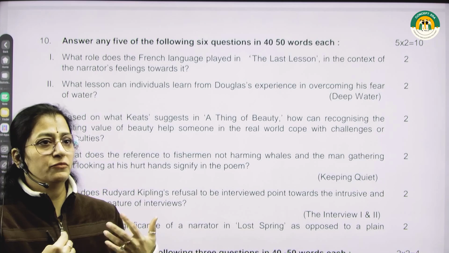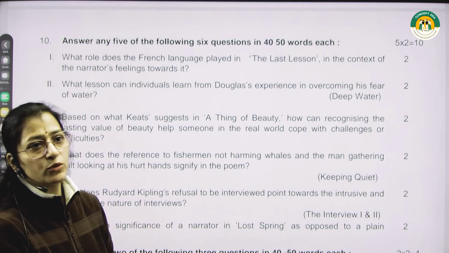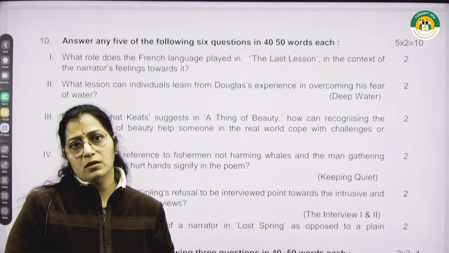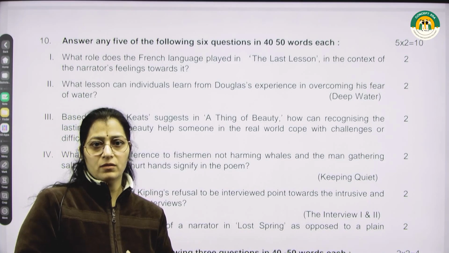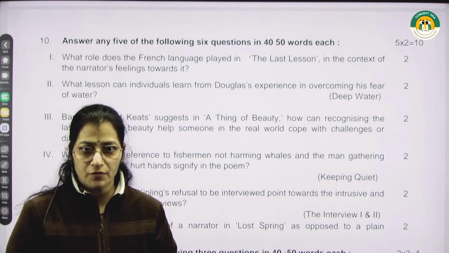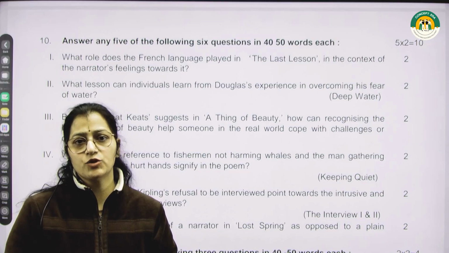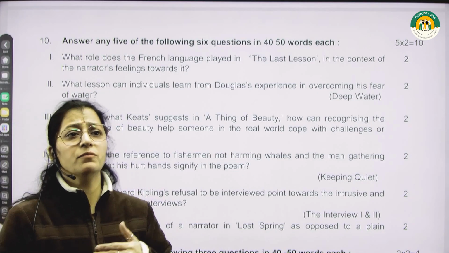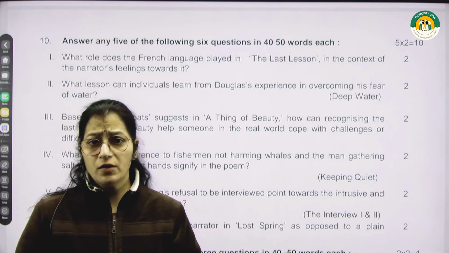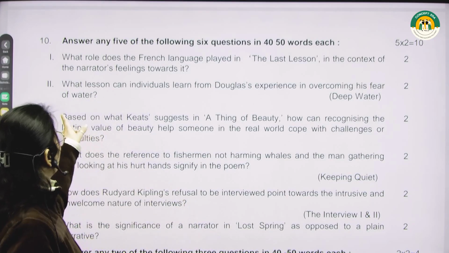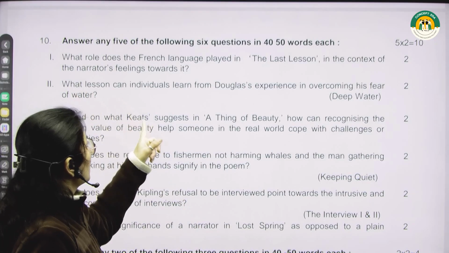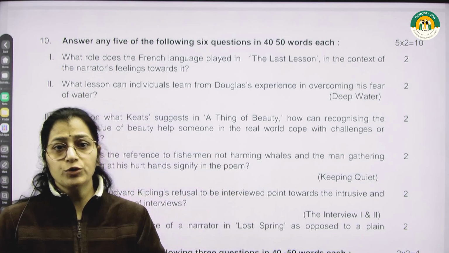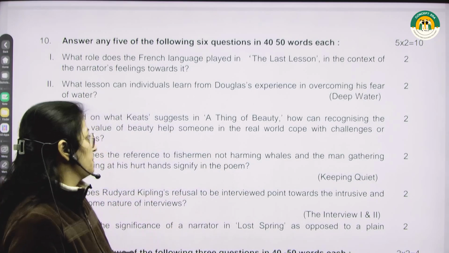Douglas was very fearful of water. He did not want to jump into the water, and that was the reason he did not enjoy water sports in his life. But later on he realized that he should learn swimming. He should overcome his fear so that he could live his life happily. So what kind of lesson can an individual learn from that? Never give up, and you should overcome your fear.